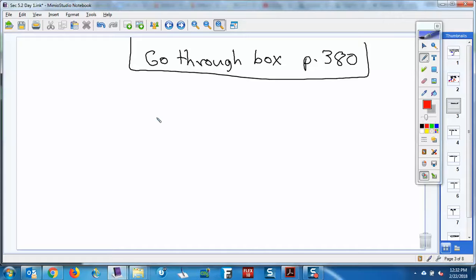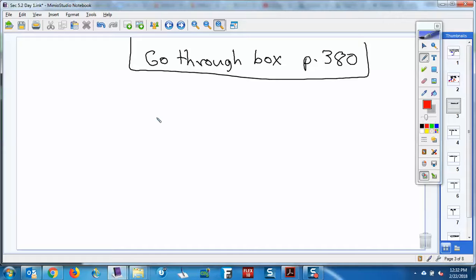Okay, so on page 380, if you look in your book real quick, our assignment's in our book today anyway, so go ahead and just leave that out. There's a box there which says guidelines for verifying trig identities. And so it's got some good suggestions.